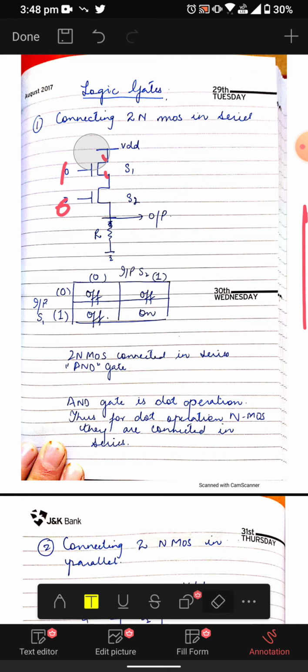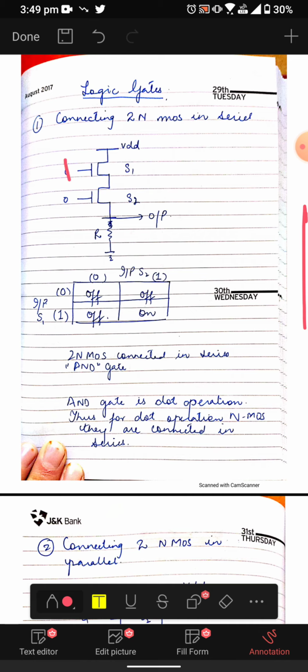Now let me give 1 as input to both the transistors. I'm giving 1 on the gate of S1 and 1 on the gate of S2. S1 will be on, S2 will be on, and VDD will be connected to the output, and at the output I'll get logic level 1. So here if I connect a bulb at the output, it will be on.